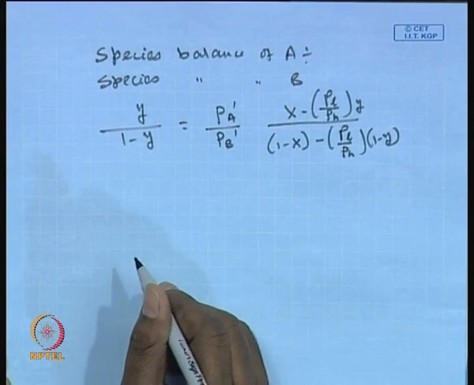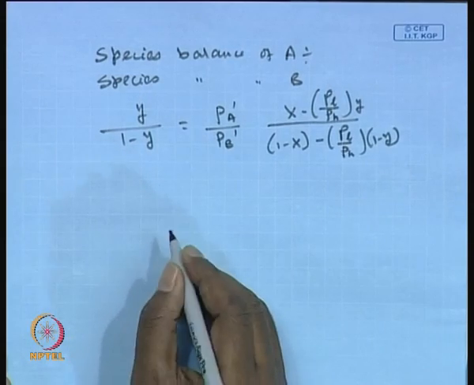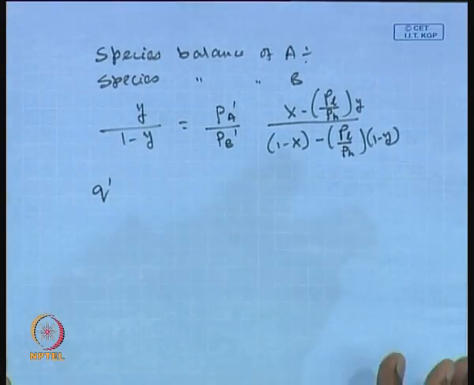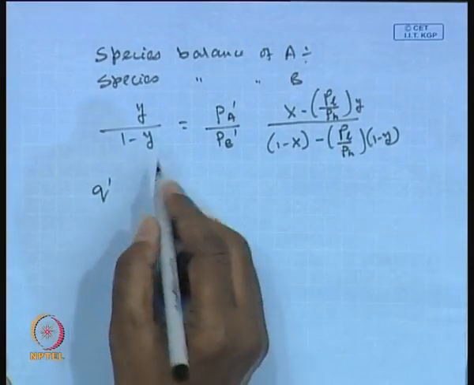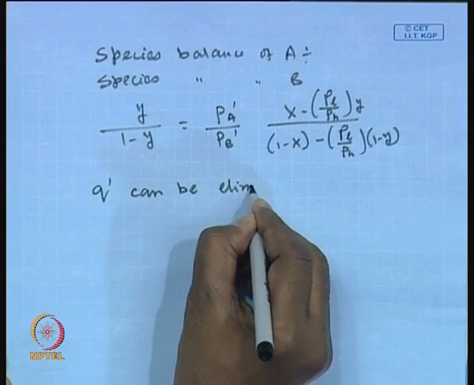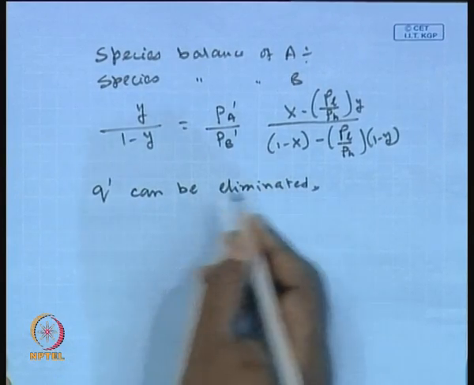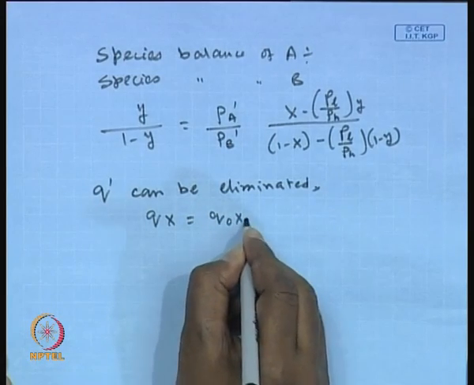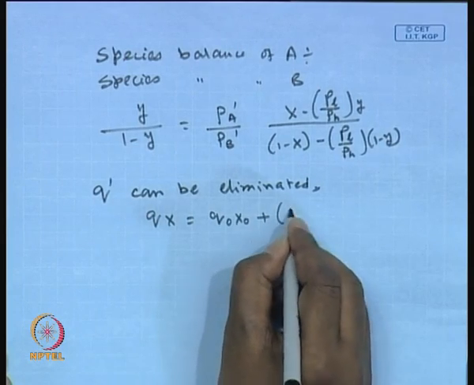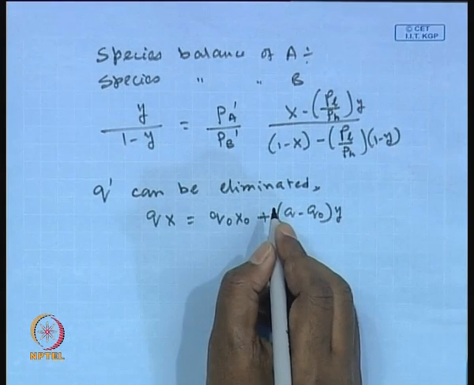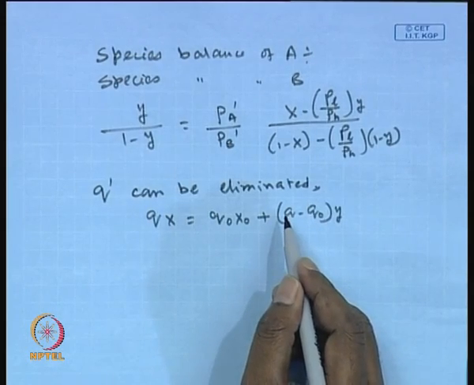Now, q prime can be eliminated. So, in the earlier equations, I think if you go through the sequence of equations, you can find out from which equation q prime can be eliminated, from this q x is equal to q_0 x_0 plus (q minus q_0) times y. Okay. 5.17 and 5.18. So, this is from the overall material balance and overall A balance.